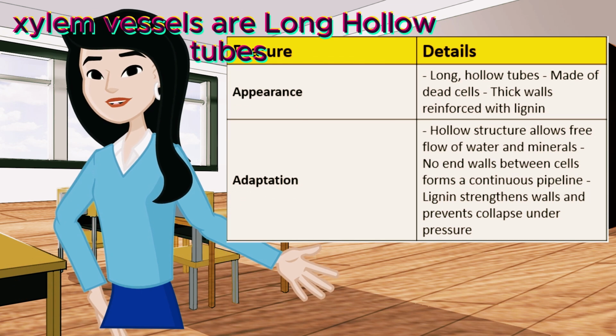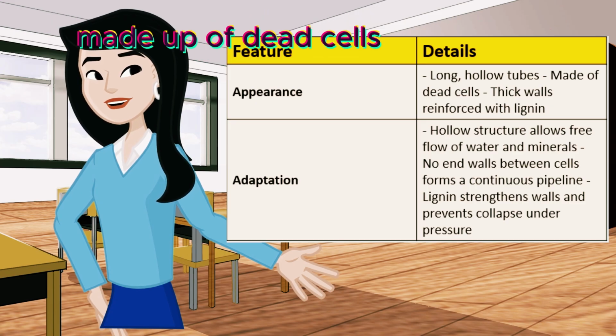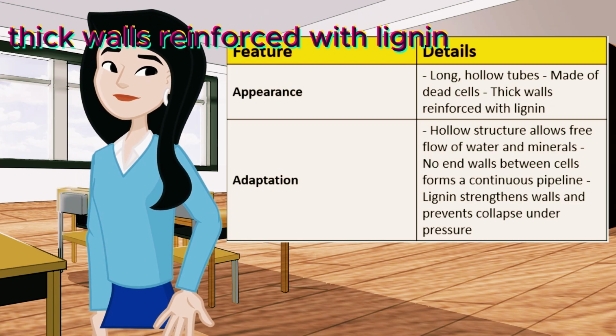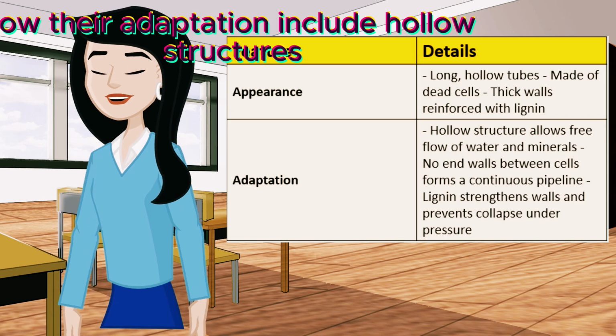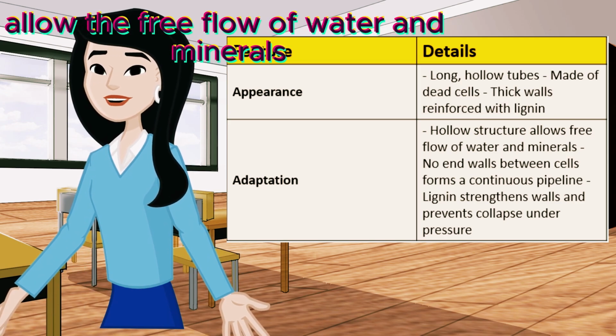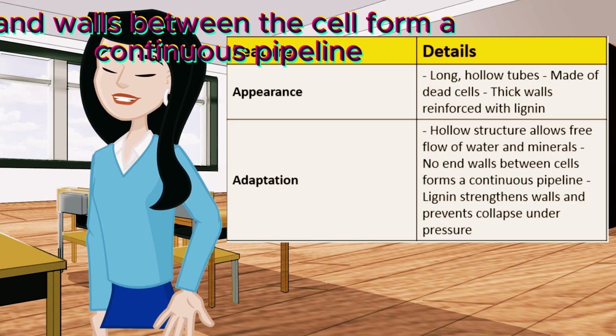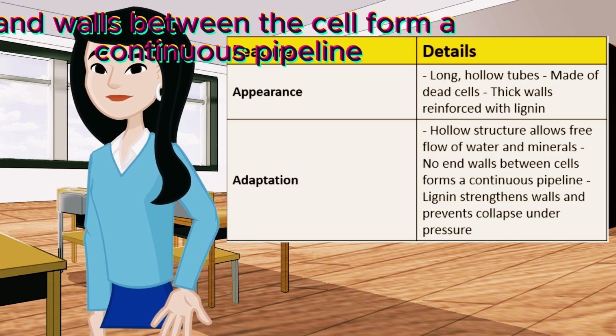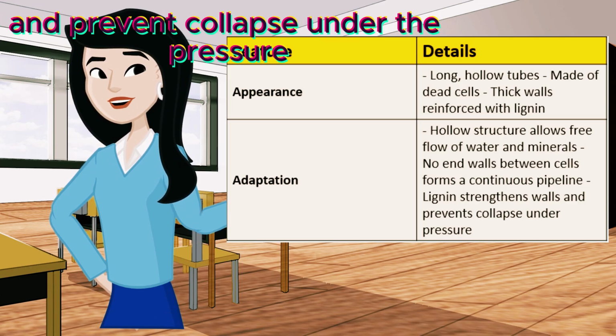Xylem vessels are long hollow tubes made up of dead cells, with thick walls reinforced with lignin. Now, their adaptations include hollow structures that allow the free flow of water and minerals, no end walls between the cells to form a continuous pipeline, and lignin strengthens the walls and prevents collapse under the pressure.